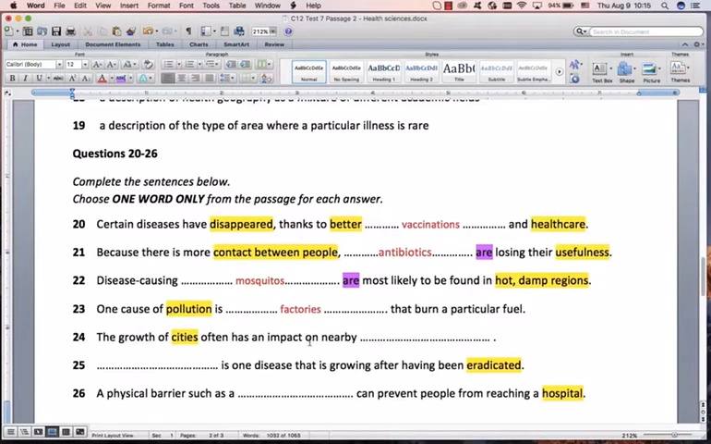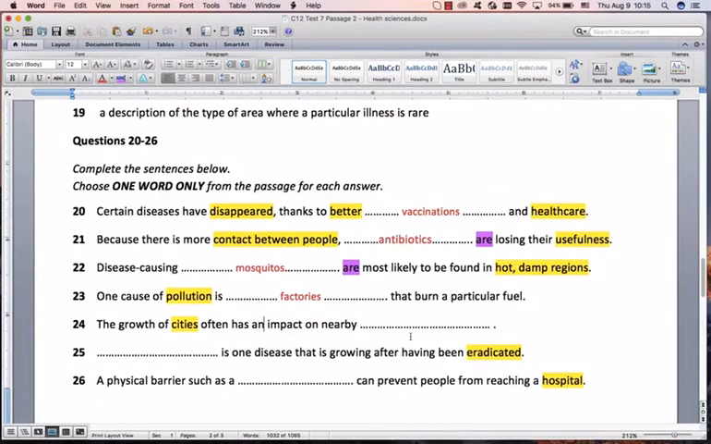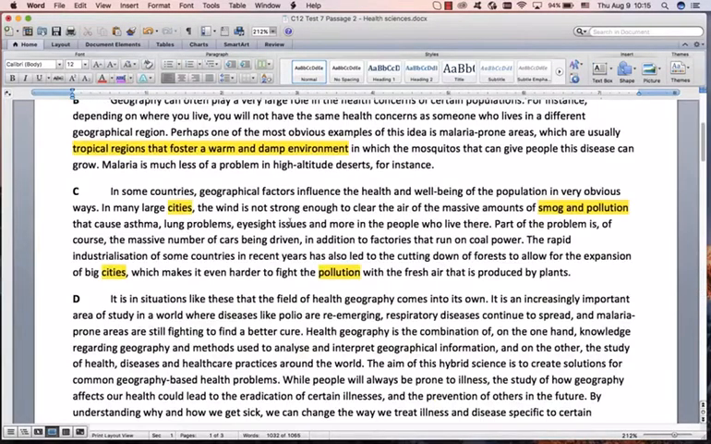Right, cities, impact, nearby. This will be a noun. It could be countable, plural, or it could be uncountable. It's not going to be singular. So here they start talking about cities. What is near a city? We're looking for a thing that is near a city. That was our answer there before.